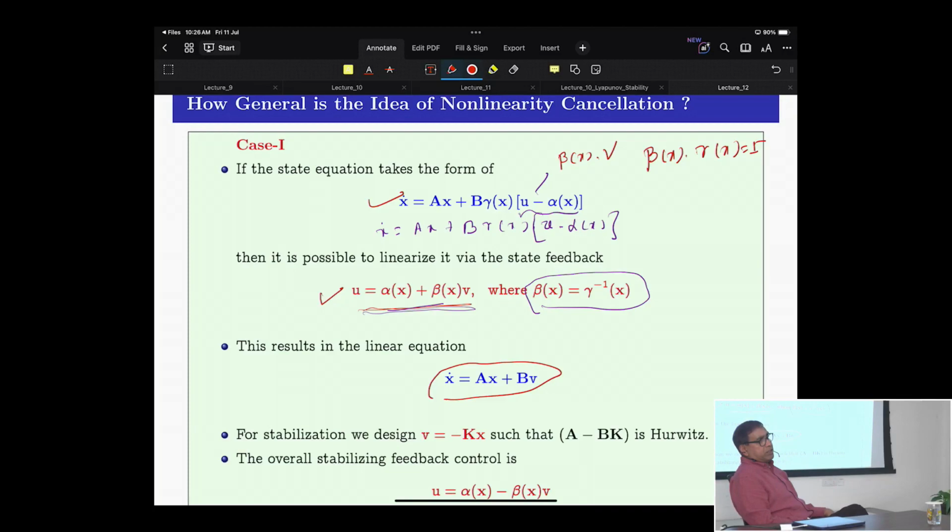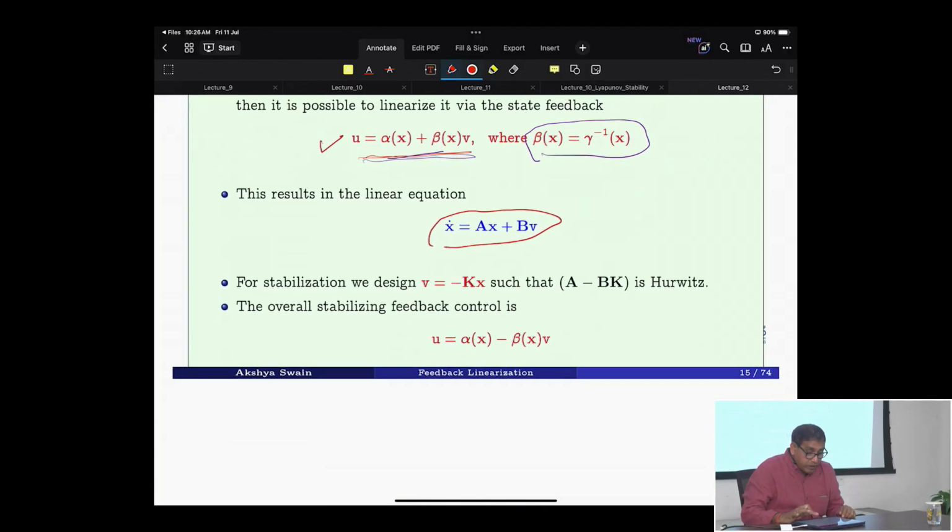Now suppose it is not in that form. If it is in that form, it is quite straightforward. If it is not in that form, let us see.